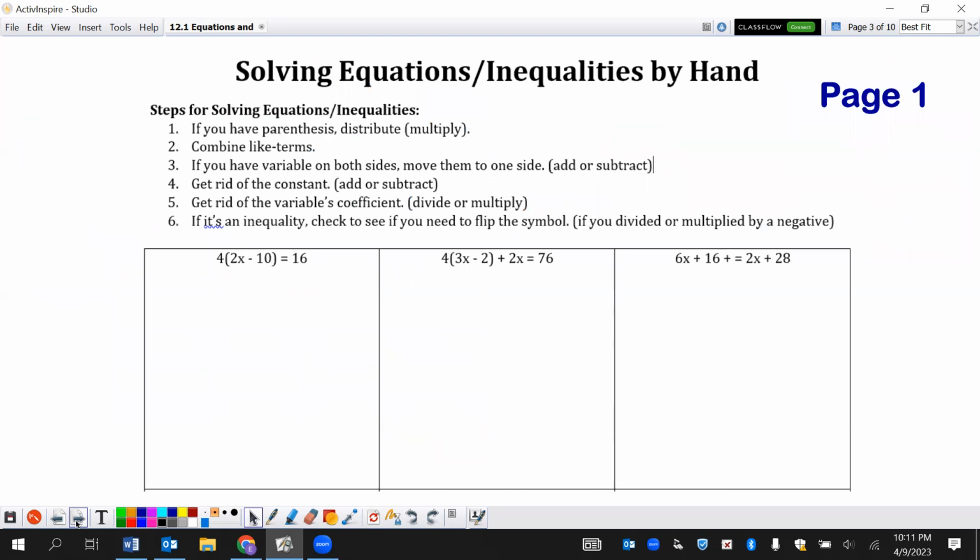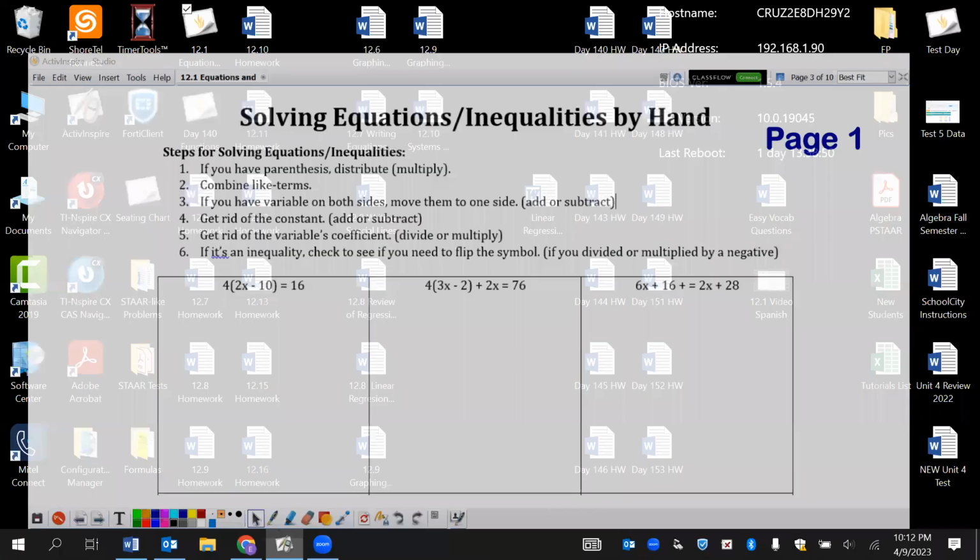All right, so other thing you picked up today is a packet. Make sure your name is on it. Make sure you do not lose it. And we are going to start on page 1. Page 1 has the 6 steps that you need to remember whenever you are solving equations. And then we're going to work through some of this without using decimals. So I'm going to start with the very simple one, which is the first one.